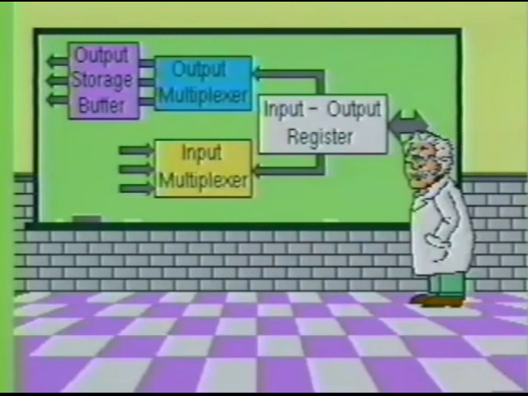The input-output register provides temporary storage during the transmission of information between the CPU and the I/O section. Selection of the input or output device is performed by the input and/or output multiplexers. The output storage buffer provides temporary storage for the data produced by the output multiplexer circuit.